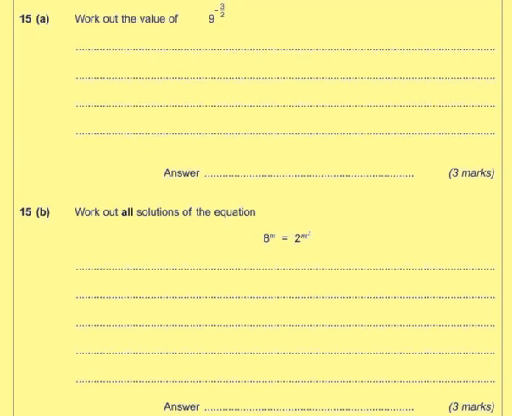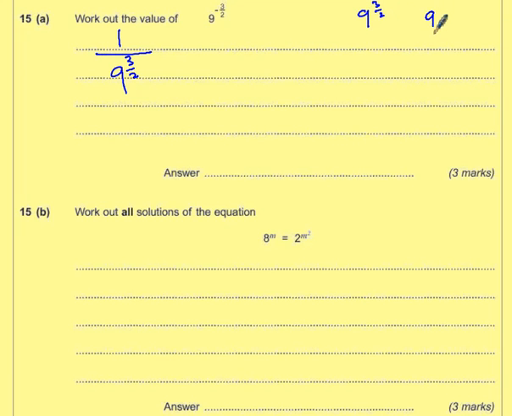15 part A. It says work out the value of 9 raised to the power of minus 3 over 2. So we're going to utilise the fact that anything raised to a negative power is just the inverse. So that's 1 over 9 to the power 3 over 2. Now 9 raised to the power 3 over 2.